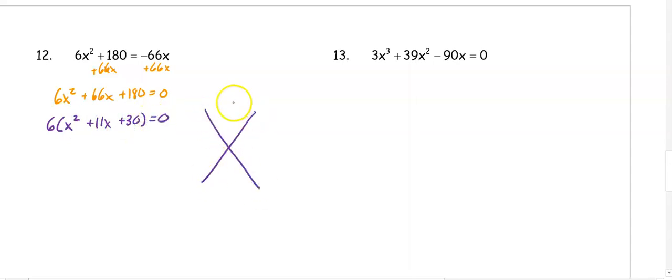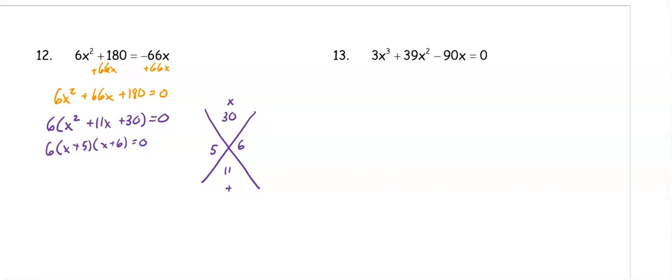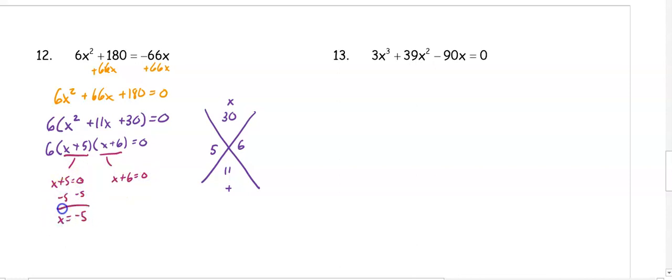So we need two numbers that multiply to 30 and add to 11. Those numbers are going to be 5 and 6. So we'd have x plus 5 times x plus 6 equals 0. So the two parts that have an x: x plus 5 equals 0 and x plus 6 equals 0. In the first one, we're going to subtract 5 from both sides, so x equals negative 5. In the second one, we're going to subtract 6 from both sides, so x equals negative 6.